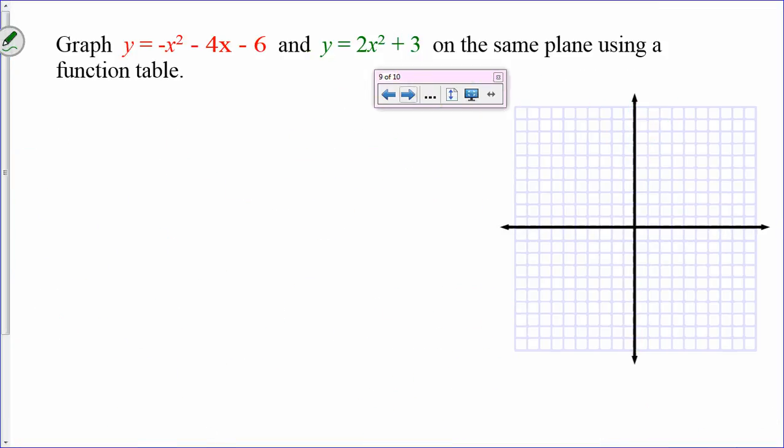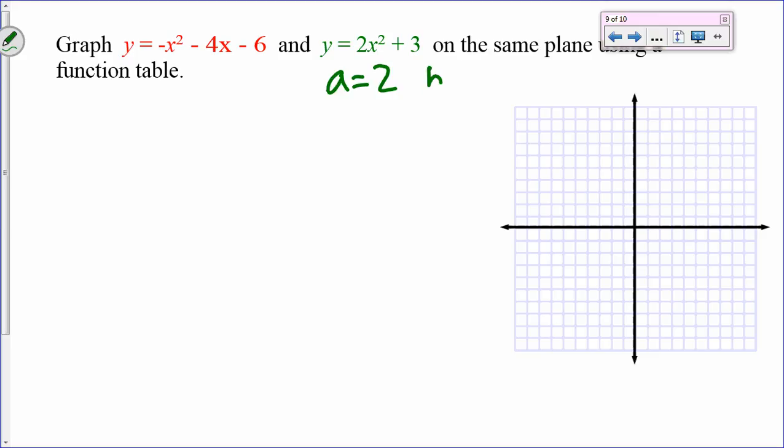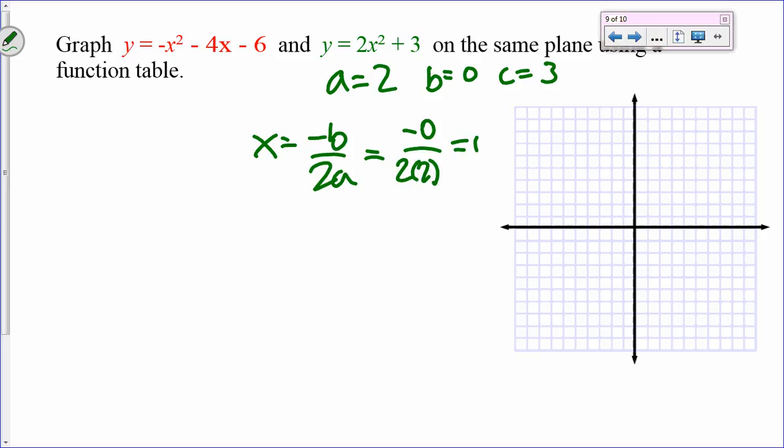I'll go ahead and graph the green one. Let's see what the green one looks like here first, and I'll leave you guys to graph the red one. All right, so y equals 2x squared plus 3, a is equal to 2, b equals 0, c equals 3. So first step, let's find the axis of symmetry. X equals -b over 2a. We're using that again. So this is -0 over 2 times 2. This should be 0.